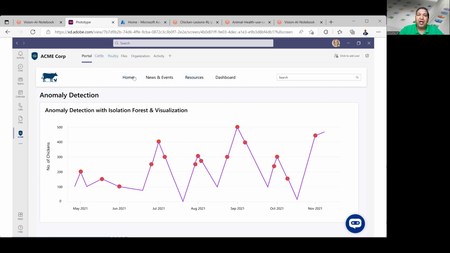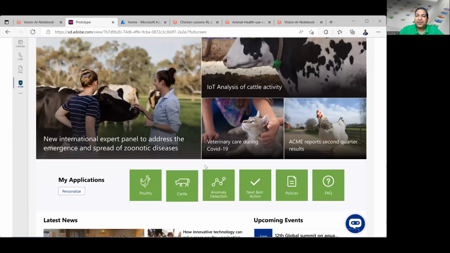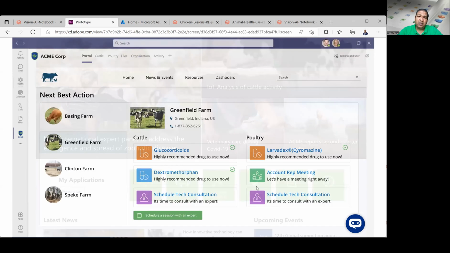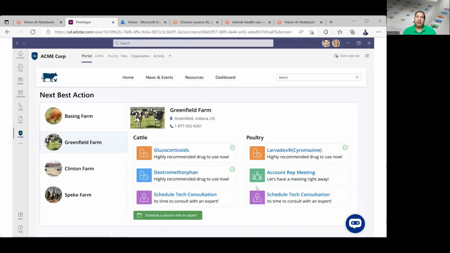We can look at it from another perspective, which is next best action. Now we've got the data, we've analyzed it, we have some anomaly detected. Now what's the next best action? And we can look at it at a local farm level or across multiple farms. And this is a visualization of the same. So behind all of this is code, right? To make the next best recommendation, there's code.